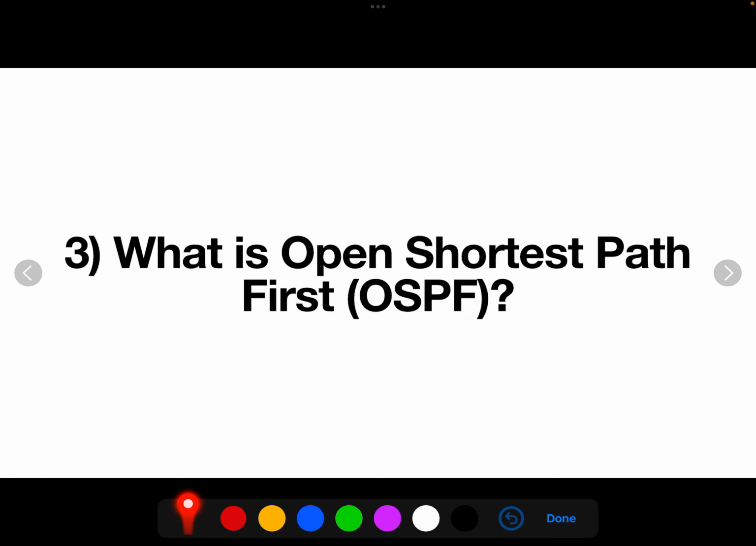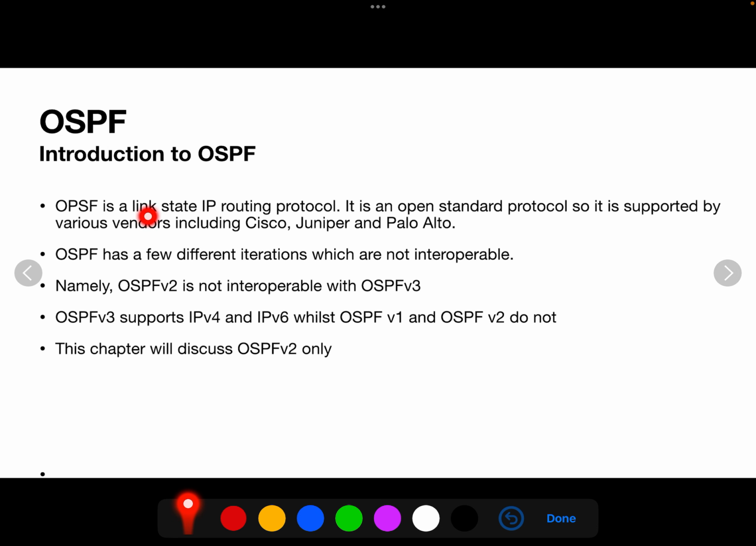Number 3, what is Open Shortest Path First? OSPF, Open Shortest Path First, is a link state IP routing protocol. It is an open standard protocol, so it's supported by various vendors, including Cisco, Juniper, and Palo Alto. OSPF has a few different iterations which are not interoperable. Namely, OSPF version 2 is not interoperable with version 3. These are like two separate protocols.